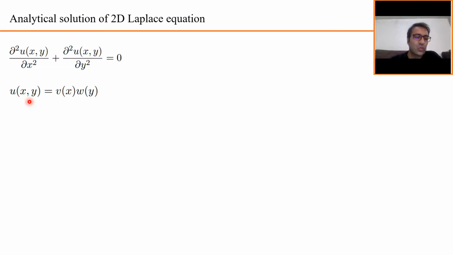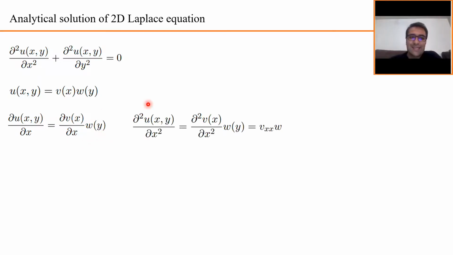u, a function of x and y, equal to v(x) multiplied by w(y), where v is just a function of x, and w is just a function of y. So if I substitute it here, first let me calculate the first derivative of u with respect to x, and this is simply the first derivative of v with respect to x multiplied by w(y), and the second derivative of u with respect to x is the second derivative of v with respect to x multiplied by, again, w(y).